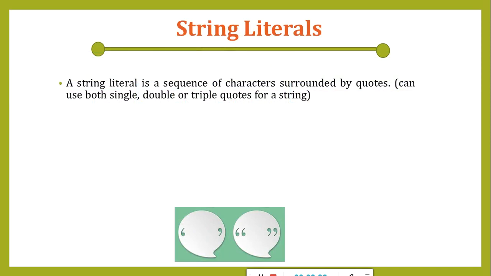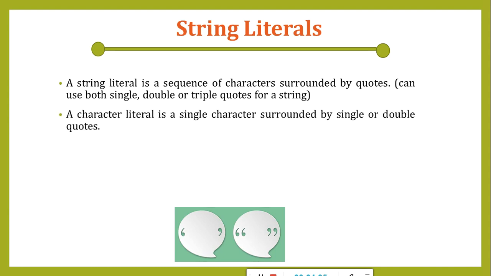Coming to string literals. What exactly are string literals? When we assign values in the form of characters or a string to any variable, it becomes a string literal. But string literals are always taken in the form of quotes, meaning strings are always represented in Python in the form of quotes. The quotes can be single, double, or triple quotes while representing the string. A character literal is a single character surrounded by single or double quotes.